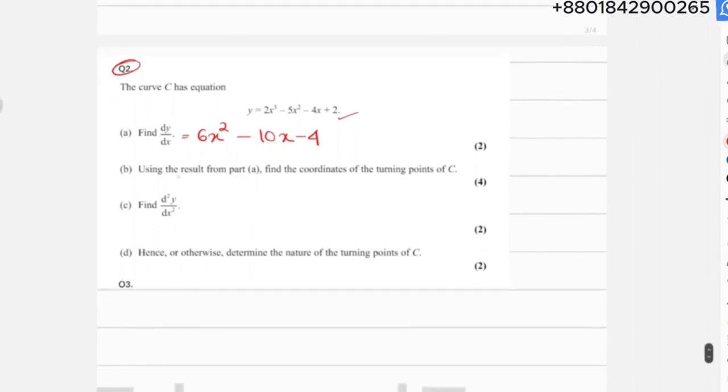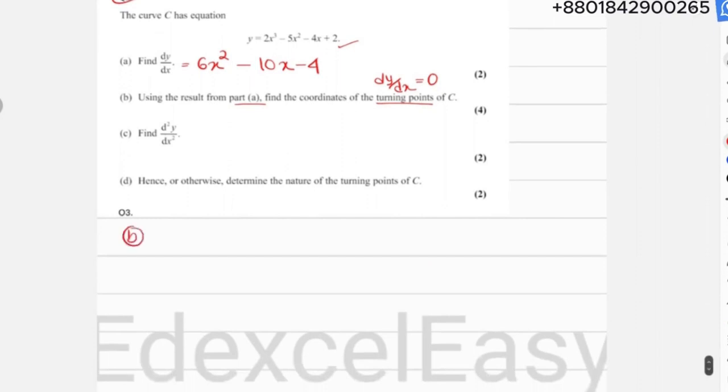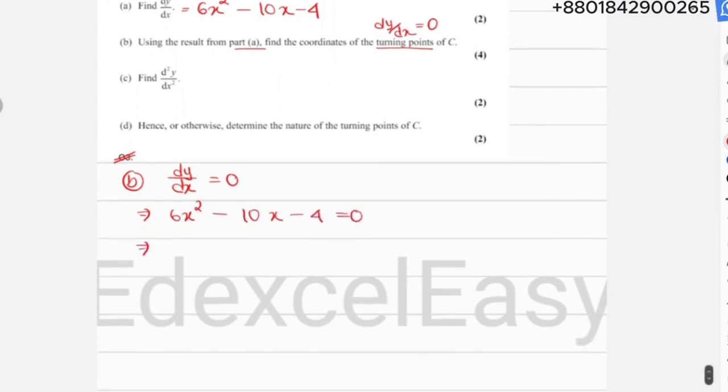Okay, and again it says using the result from part A, find the coordinates of the turning point. As we have already stated, in turning points, stationary points, maximum point, minimum point, in all these cases your dy over dx is equal to 0. So we're going to use that concept over here. For part B, dy by dx is equal to 0, which is 6x square minus 10x minus 4 equals 0, which is eventually going to be, I'm going to split the 6x square, 6x, 4x, 4, 0.